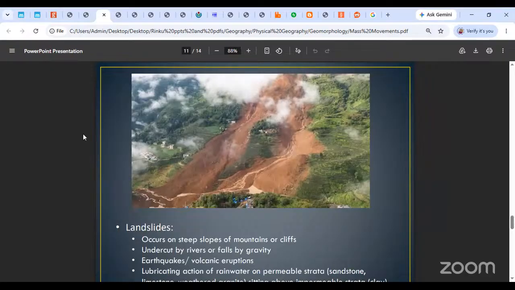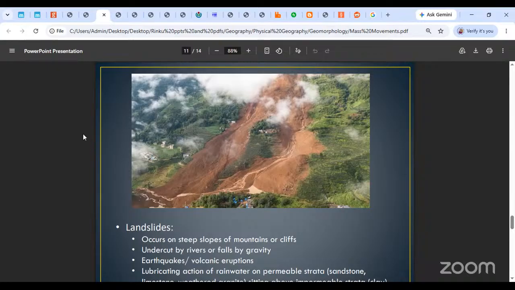Okay, landslides, the most basic quality of a landslide is that we do not require water. The water is not a requirement. It can happen without the water. If the water is available, if there is a lubricating action of water available, then clearly the landslide will be faster. Okay, it becomes a little faster.